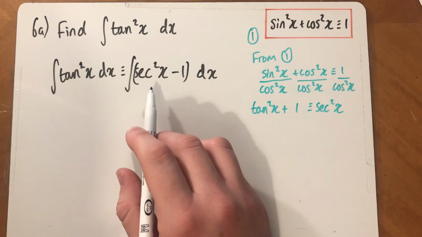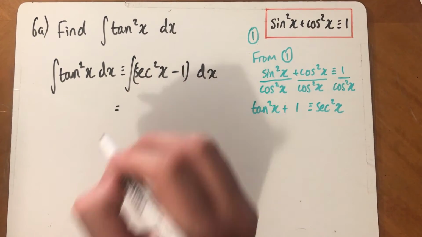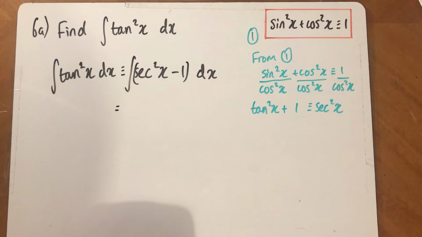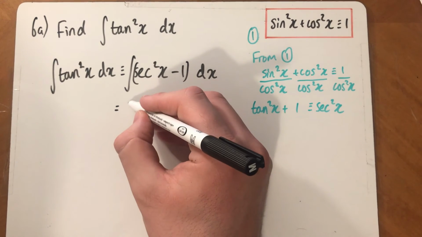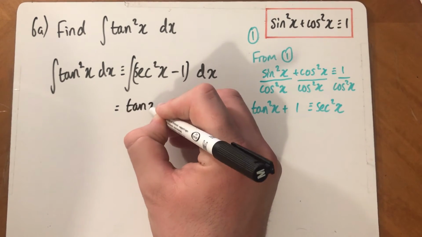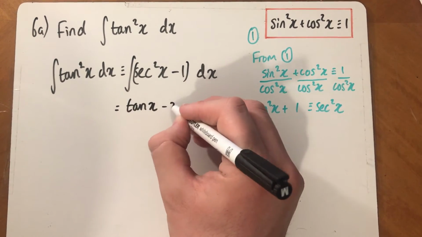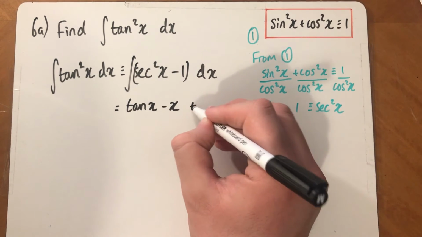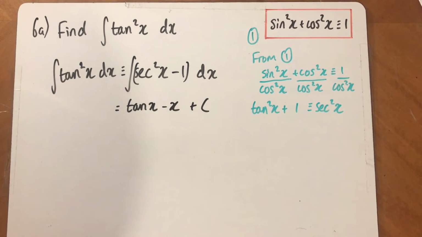Okay, you should know that. If you don't, I recommend you remember it. Okay, so sec squared x integrates to tan x, and minus 1 will integrate to minus x. And we can't forget our constant of integration, c.